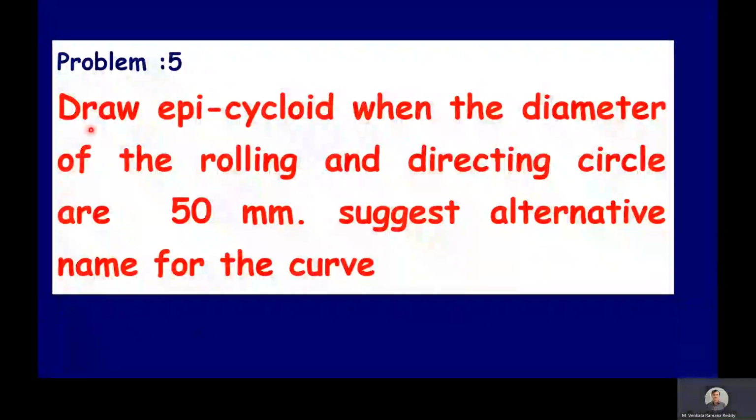The given problem is, draw epicycloid when the diameter of the rolling and directing circle are 50 mm. Suggest alternative name for the curve. Here, the name of the curve to be constructed is epicycloid and diameter of the rolling as well as directing circle is 50 mm. What is the alternative name for this epicycloid? That we'll see after constructing the epicycloid. Now we'll write the data.